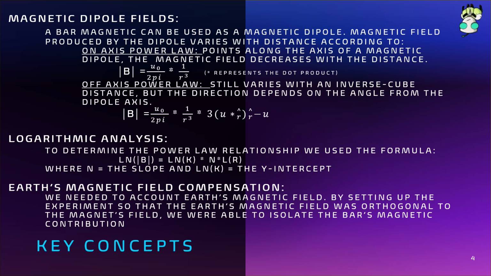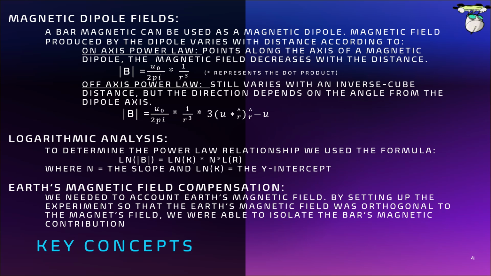The on-axis power law points along the axis of the magnetic dipole. The magnetic field decreases with distance according to this formula. The off-axis power law says that it still varies with an inverse cube distance, like the on-axis power law, but the direction depends on the angle from the dipole axis, according to the formula below.